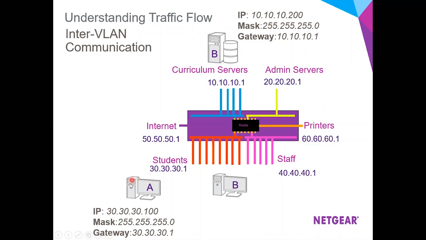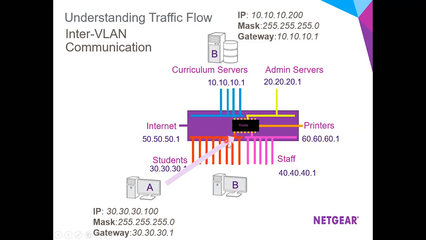So the first thing is that computer A wants to talk to this IP, the 10.10.10.200. As it's not in their subnet, as you can see, that's the 30 and that's the 10, so it's not in the subnet, we need to use the gateway. The gateway, in this case, is the 30.30.30.1. This is our switch, with the router inside. So the first packet is going to go to our switch. We will send the packet to the gateway, the 30.30.30.1.